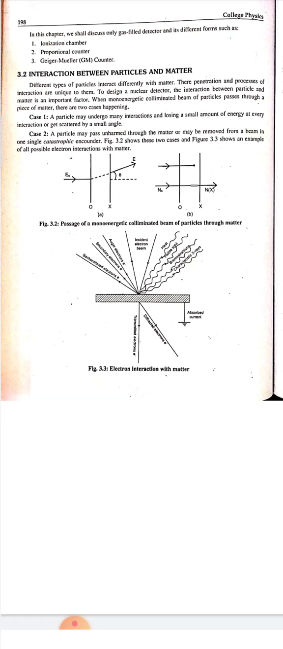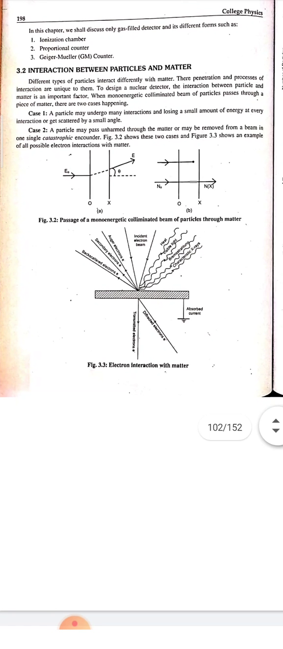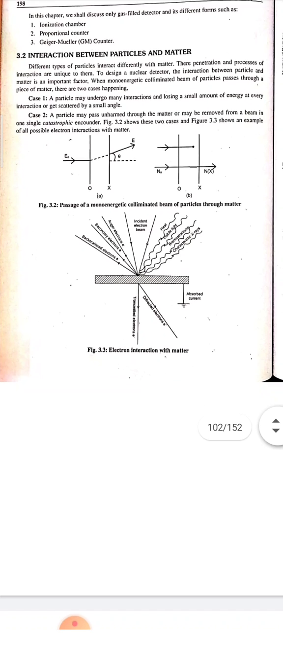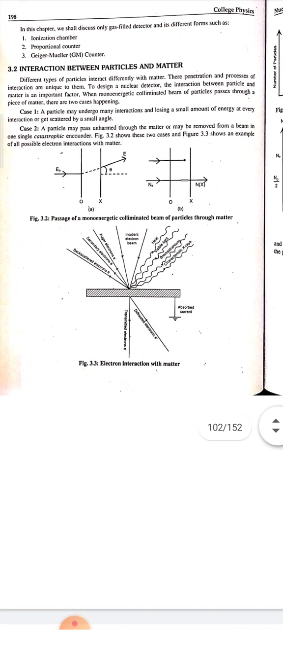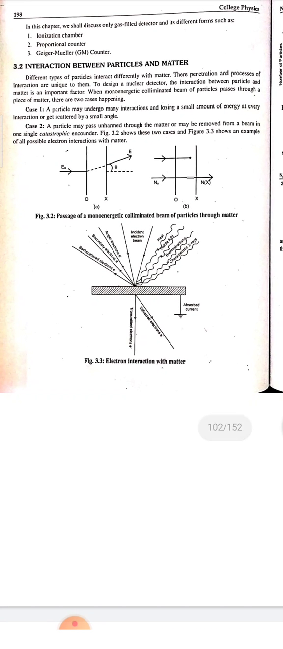When a monoenergetic collimated beam of particles passes through a piece of matter, there are two cases happening. A particle may undergo many interactions, losing a small amount of energy at every interaction or getting scattered by a small angle. A particle may pass unharmed through the matter or may be removed from the beam in a single catastrophic encounter. This figure particularly shows the two cases.